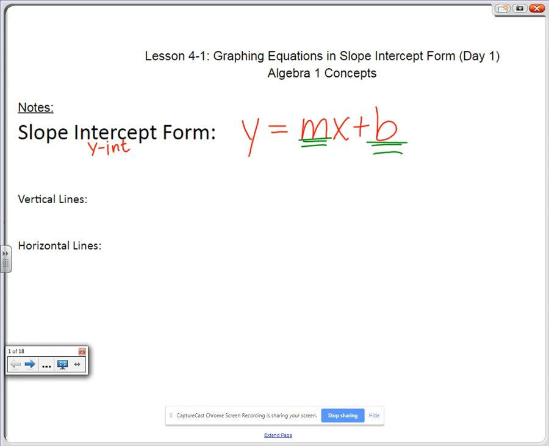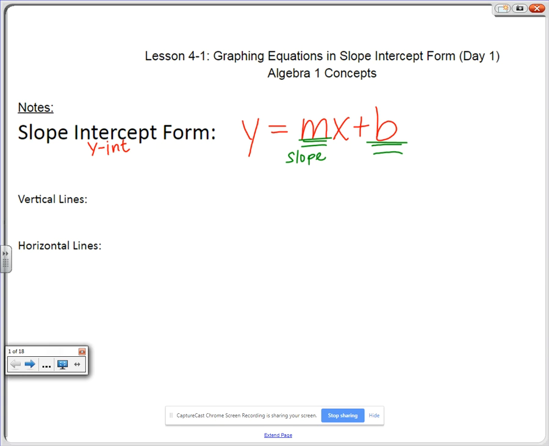The m stands for slope. And sometimes students ask me, why did they choose m? Well, I don't know why they chose m, but for me, I think slope is a steepness of something, right? We talked about that the other day. Well, that looks like hills or a mountain. Okay, so m is slope.